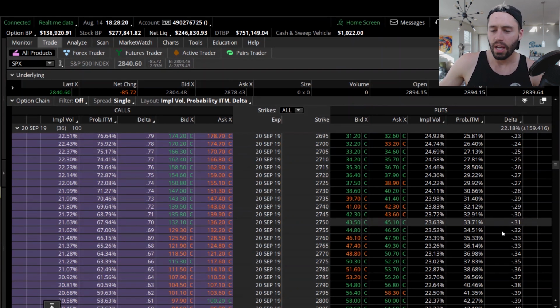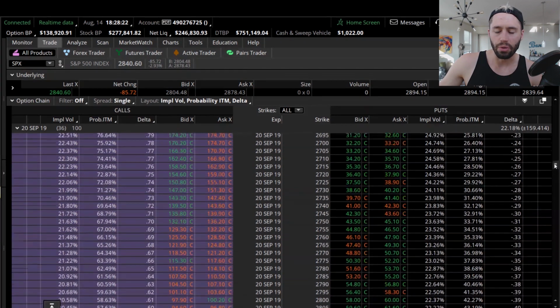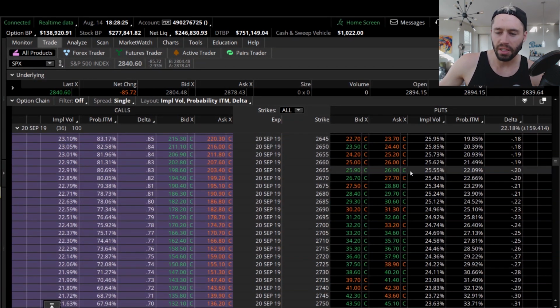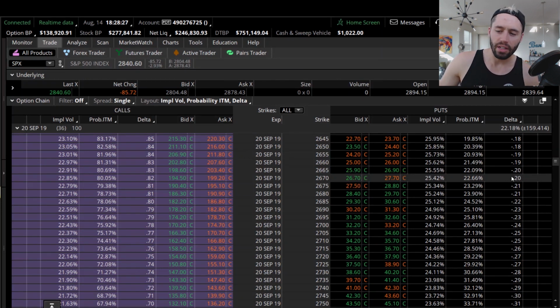So remember that little hack right there. If you just look at the delta and you're saying, I'm going to buy an out of the money put on SPX, and you're buying something that says a 20 delta put, then you can expect that thing to only make money around 20% of the time.